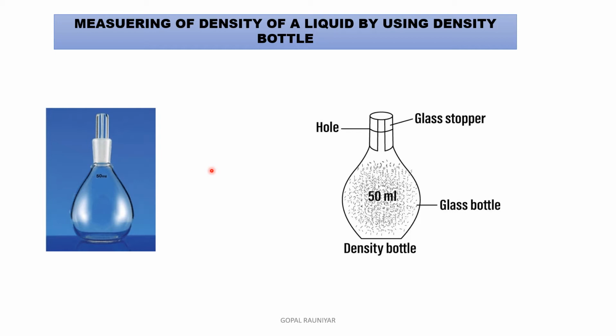Now the third step, pour off the water. Take out all the water from the density bottle and dry it with hot air. Now fill the density bottle with the given liquid, that is kerosene oil or brine solution, any liquid you can use. After that, we put the glass stopper. If there is excess liquid, it will drain out. Now measure the mass of the density bottle which is filled with the liquid. Now record the mass. Now what is the observation here?